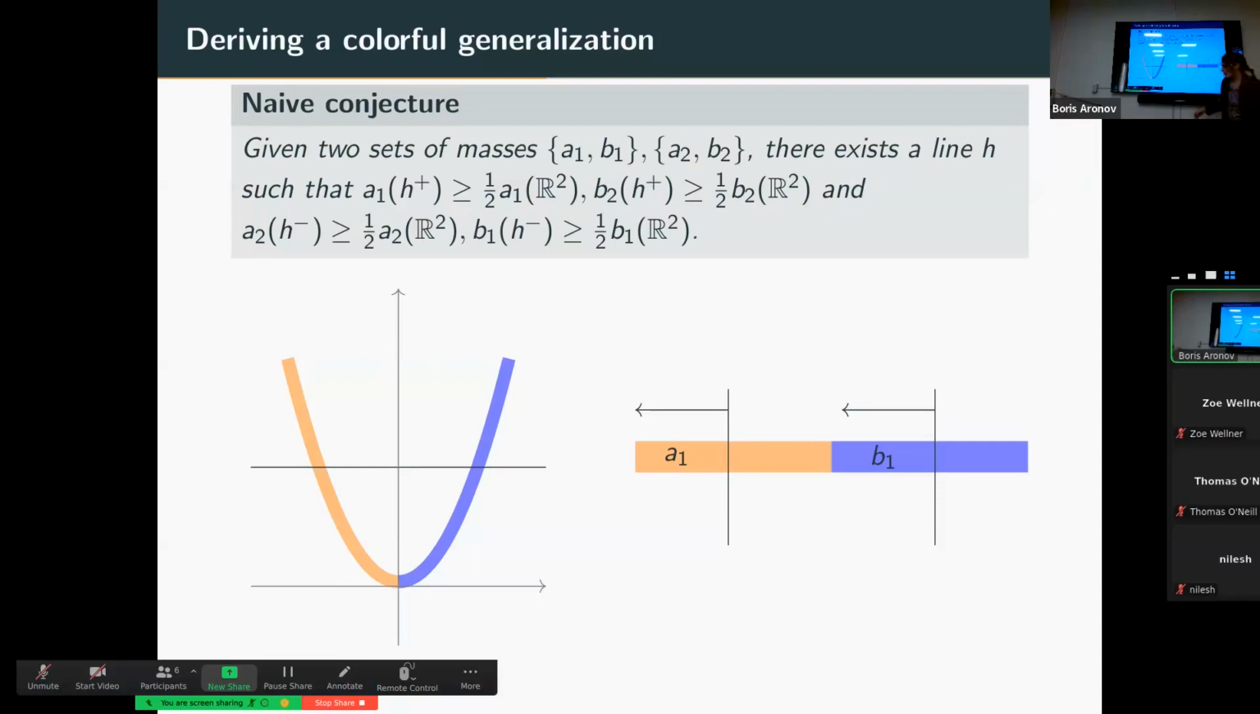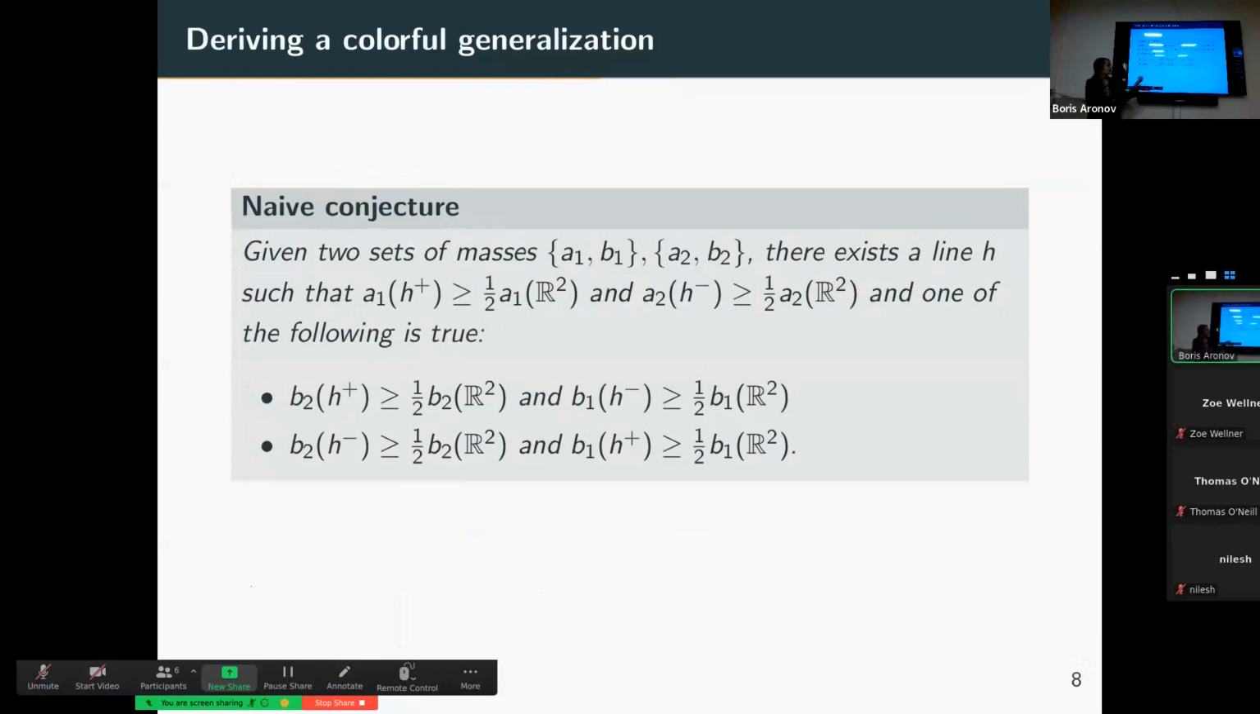If this is the case, we can arrange our second set of masses adversarially so that we can never actually get the partition to satisfy these two criteria. So that's unfortunate. If this didn't work, well, we can relax things a little bit. We can be a little bit more flexible, and maybe that will give us a colorful generalization.